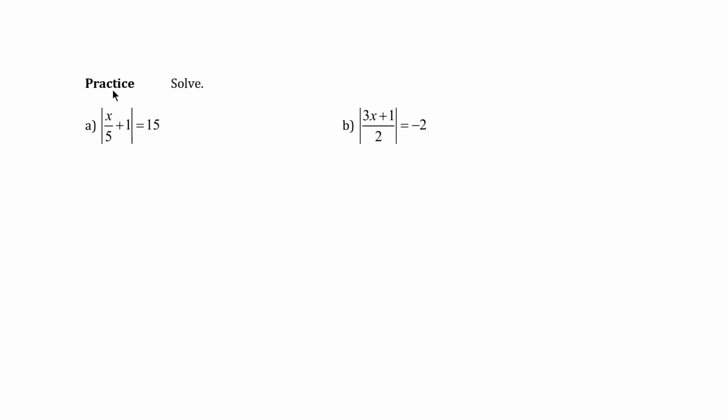Next, we have another practice problem for you to solve. For part A, we have the absolute value of x over 5 plus 1 equals 15. For part B, we have the absolute value of the fraction 3x plus 1 divided by 2 equals negative 2. So go ahead and pause the video, take your time working out these problems, and then check back with the video when you finish.